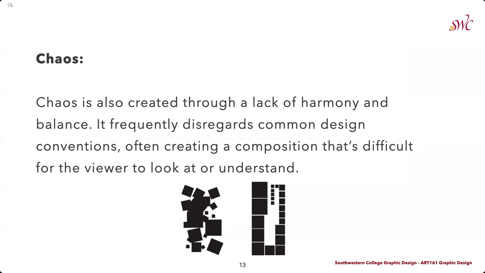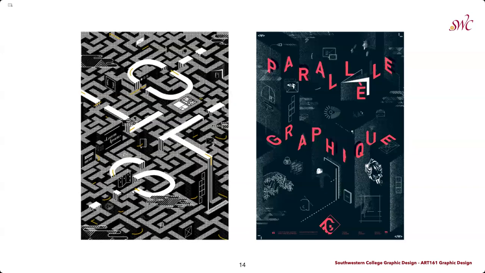Now, in contrast to order, we have chaos, and chaos is tied closer into tension and asymmetry. Chaos is also created through this lack of harmony and balance, and it frequently disregards common design conventions, often creating a composition that's difficult for the viewer to look at or possibly understand. Sometimes the use of chaos and tension can be used to make the viewer sort of work for what it is that they are viewing within the space.